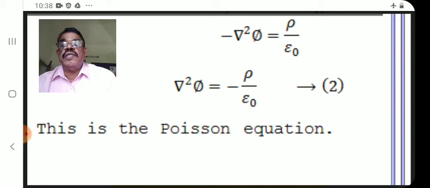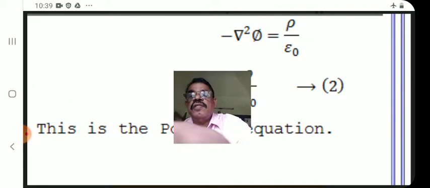This is the Poisson equation. It is a very important equation. Like the Laplace equation, like the differential form of Gauss law, this Poisson equation is also an important equation. Here charge density is rho, and phi is the potential function.